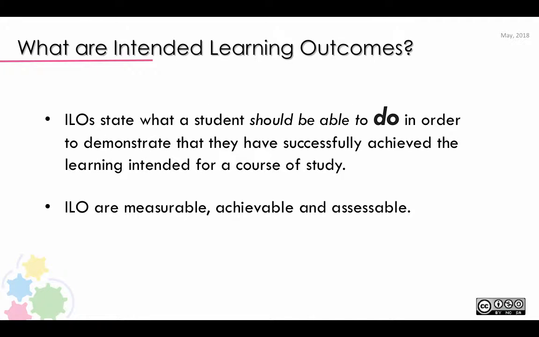So what are intended learning outcomes? Well, they state what a student should be able to do in order to demonstrate that they have actually successfully achieved the learning that was intended for a course of study. And in that sense, they are measurable, achievable, and accessible.